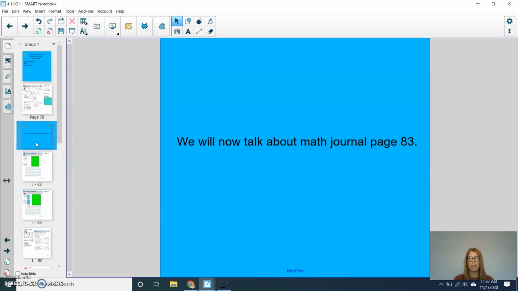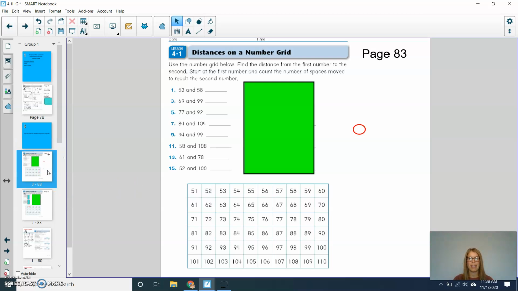We are going to just keep working in our math journal, but next we're going to talk about page 83. So if you can turn to page 83 so that you're looking at the distances on a number grid. Now I'm going to use a little counter to help me mark my starting spot. Also, to save a little bit of time, I'm going to ask that you just solve problems 1, 3, 5, 7, 9, 11, 13, and 15.